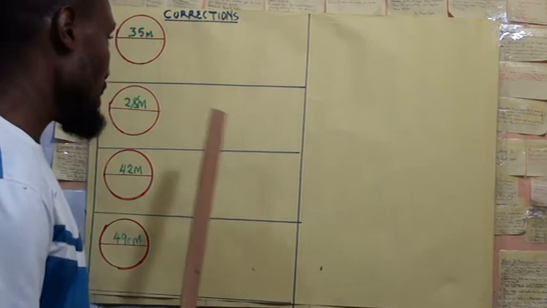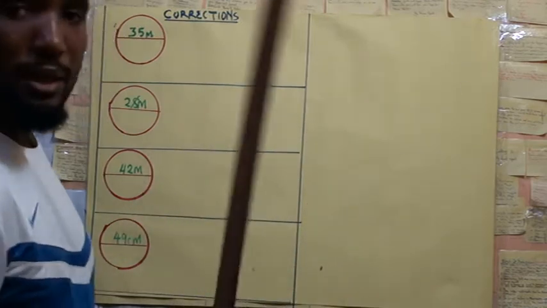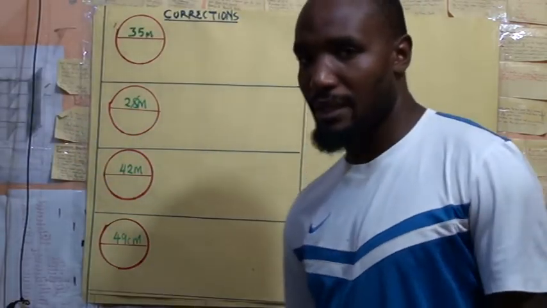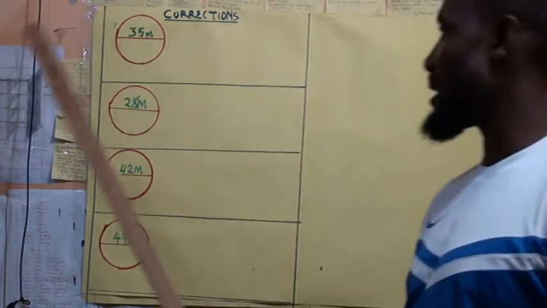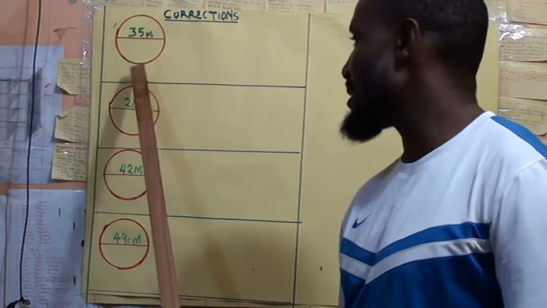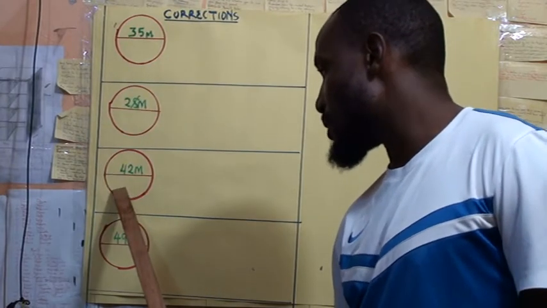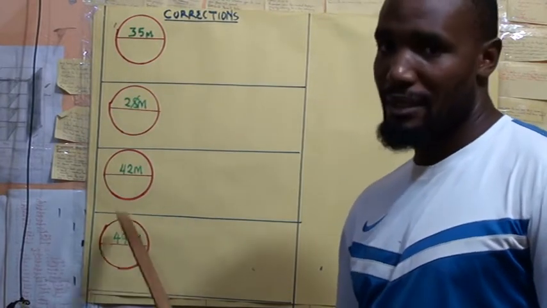Now on the board you can see we are doing the correction of the previous work that I gave you. There were 4 questions, and I told you to find the circumference of circles that measure 5 meters, 28 centimeters, 42 meters and 49 centimeters. Now let's go direct to the correction.